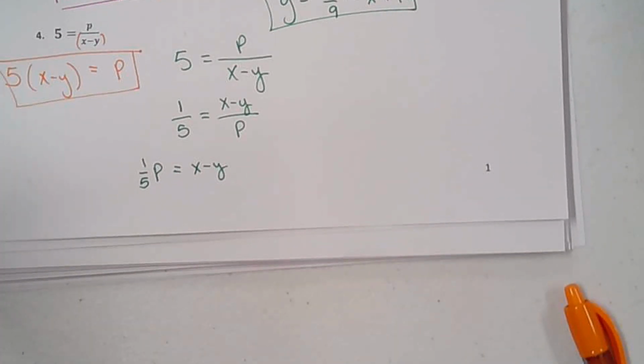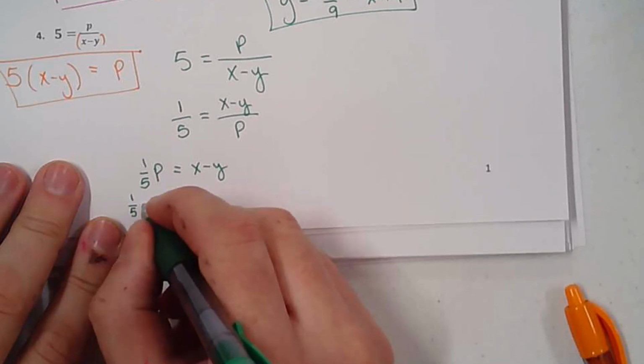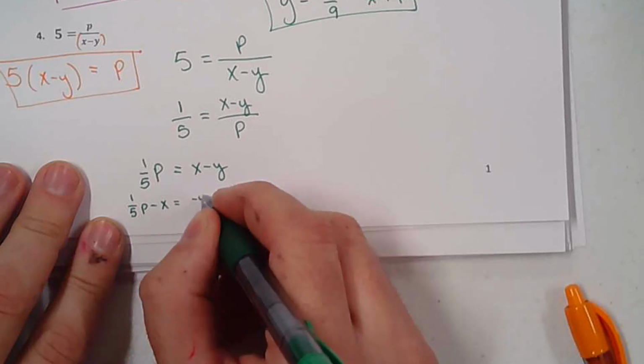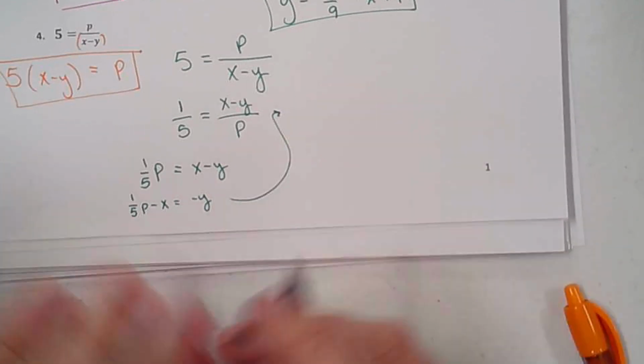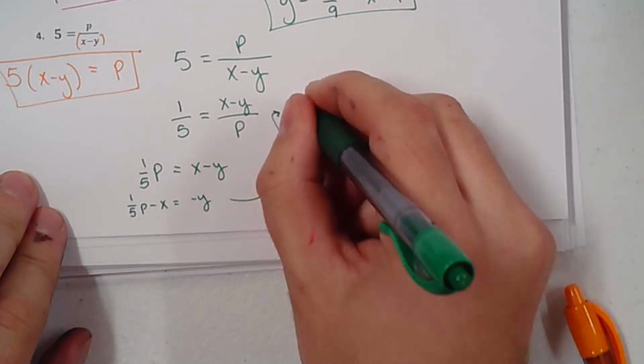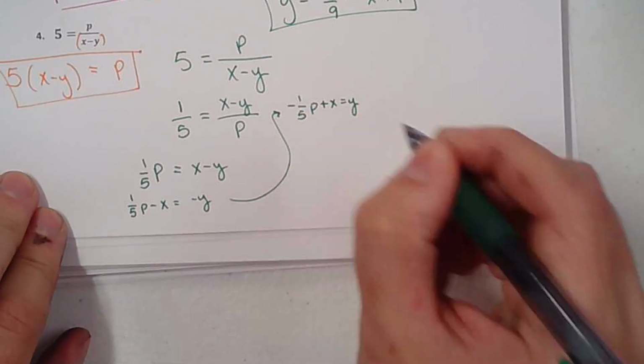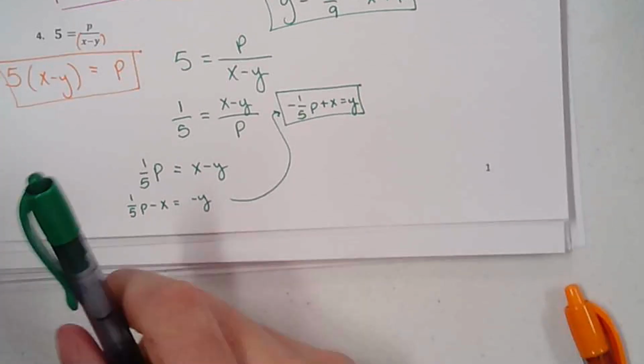Now, how do we get y on its own? Why would you go y first? I don't know. We could have done x first, but I chose y. How do I do it, Jace? Minus x on both sides. Subtract x. So we get a fifth p minus x equals negative y. And then last but not least, how do I get rid of the negative in front of the y? Divide by negative 1, which flips all the signs, right? So I get negative a fifth p plus x equals positive y. Bam, bam, bam.